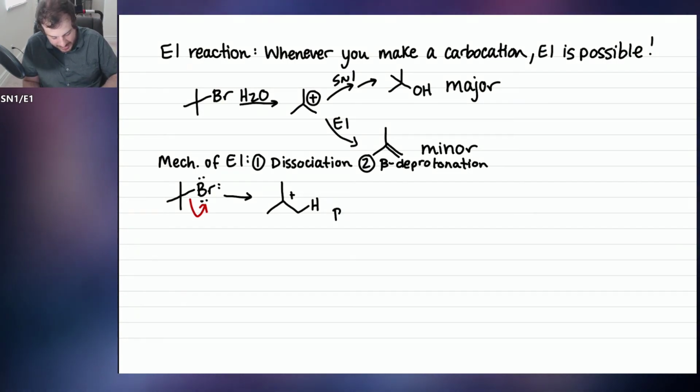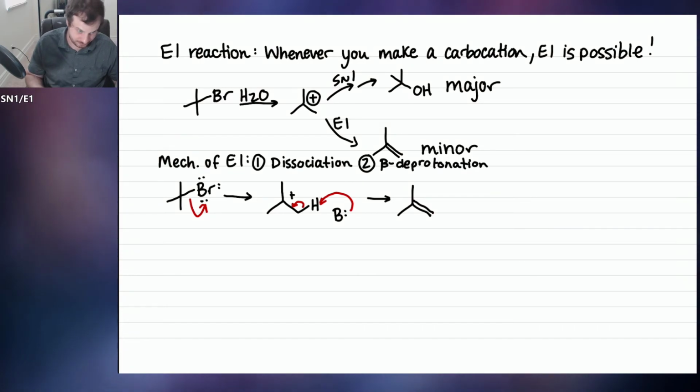And then some base comes in. We'll just abbreviate it with a B, but it could be water, it could be the bisulfate anion, anything. Just some weak base that's present is going to grab that beta hydrogen and then collapse those electrons towards the carbocation, making a double bond. Okay. And so this little B is a generic weak base.